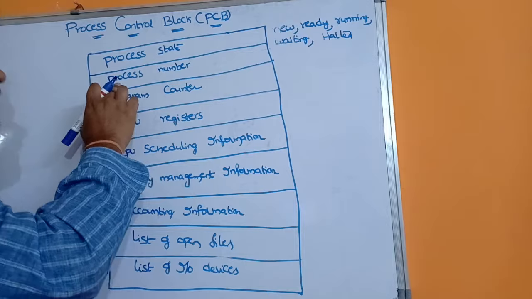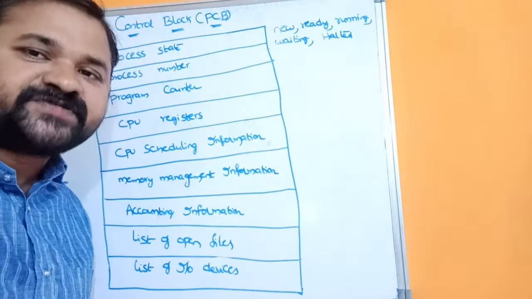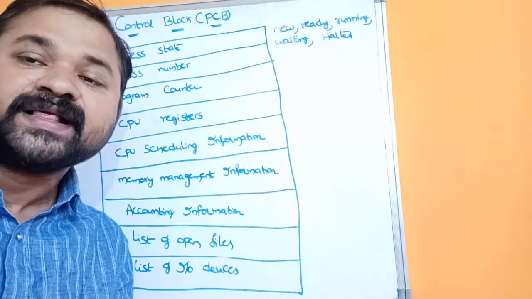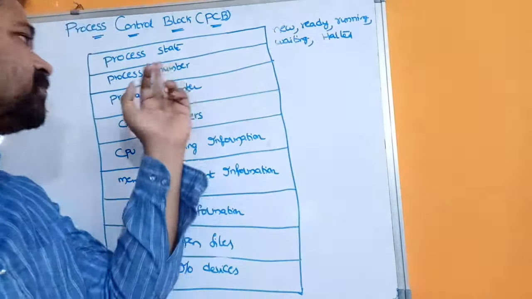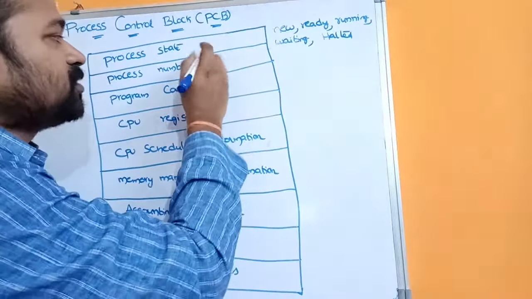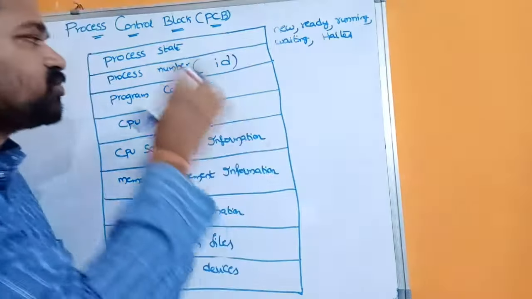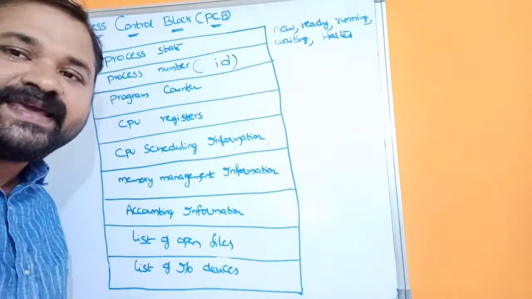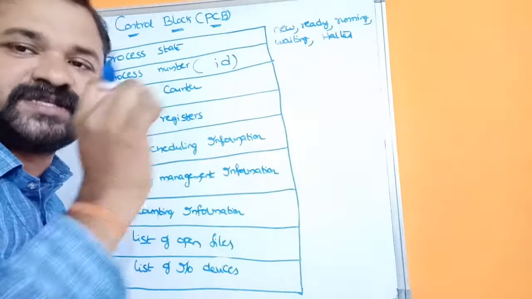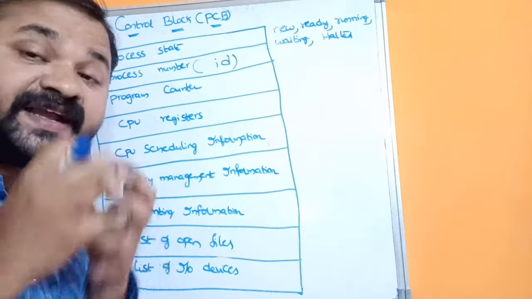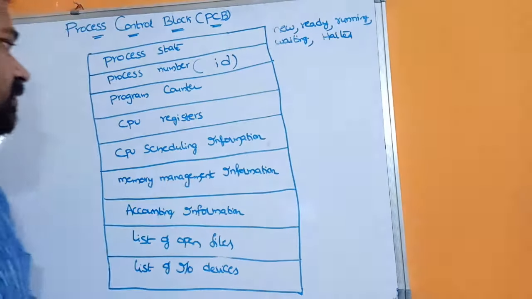Now let's see the next field, that is process number. Each process will have a unique identification number. So that ID is nothing but the process number. The process number can also be called the process ID. So the process number is nothing but a unique identification number that is given to the process. With the help of that number, the operating system identifies the process.